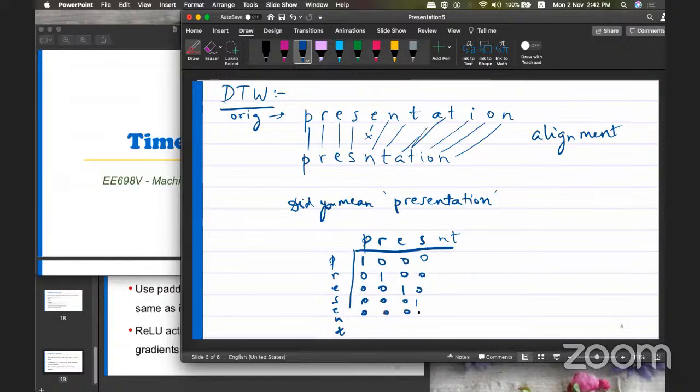E doesn't match anywhere, but E matches here. Okay, let me erase this. E matches here. N matches here. T matches here. Right? Now if I have to match these two strings, I know my starting from here and ending from here, starting from here, ending from here, ending here.